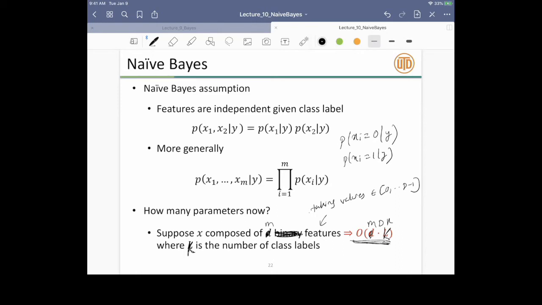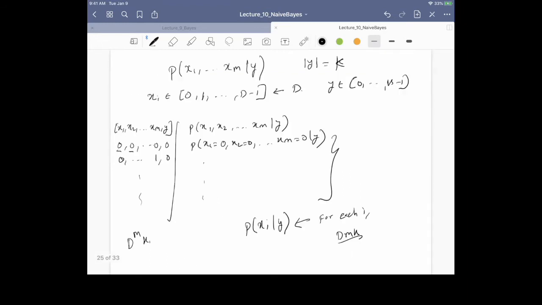Okay, so just kind of get rid of this. So this is order MDK. This is what we looked at over here as well. As you can see, this is essentially order D raised to MK.